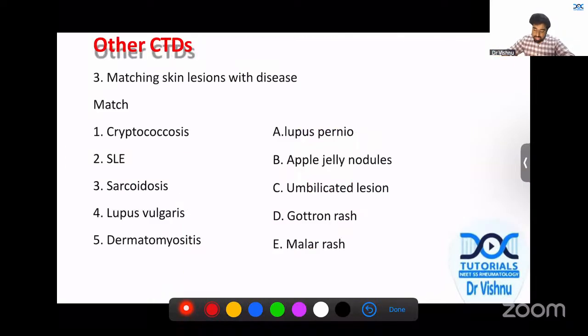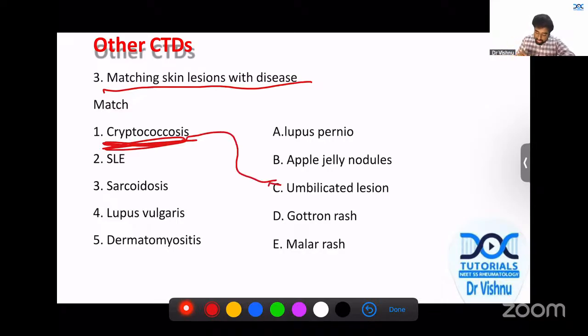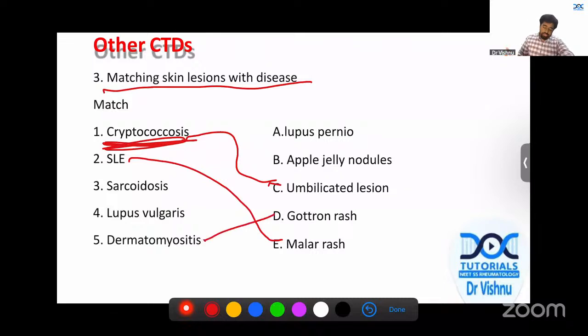Can be used, right? So this was matching skin lesions with disease. Obviously, we didn't get the exact options, how they framed the options, we don't know, but this was the crux of the question, right? So cryptococcosis shows similar to molluscum contagiosum. It usually shows umbilicated papules. SLE, malar rash, very simple. Then dermatomyositis, Gottron's rash, very simple.